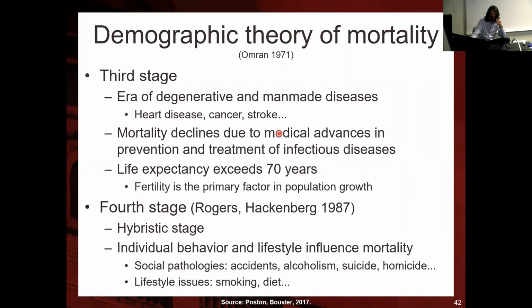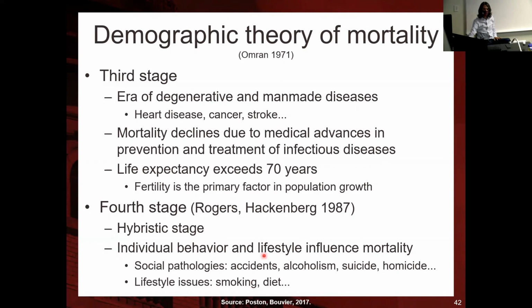And in more recent years, Rogers and Hackenberg mentioned the fourth stage of the demographic transition of mortality, the hybristic stage, in which individual behavior and lifestyle influence mortality. Now people start to use more medicine, have better health habits, start to take vaccines for all sorts of diseases and so on. But still, you have some people more susceptible to die because of accidents, or have negative effects because of alcoholism and dying because of suicide, homicide. And smoking and diet are major components of why some societies nowadays have bad health. And that's a major thing, health and mortality.